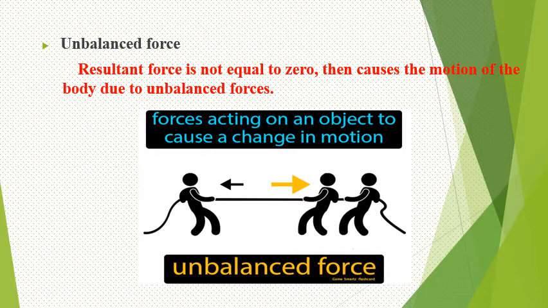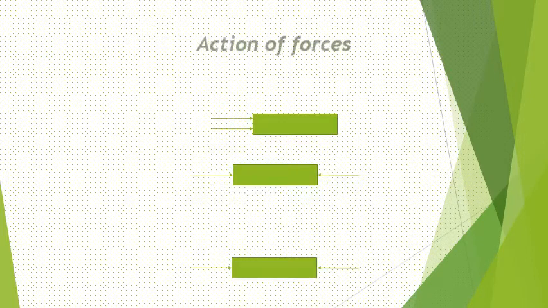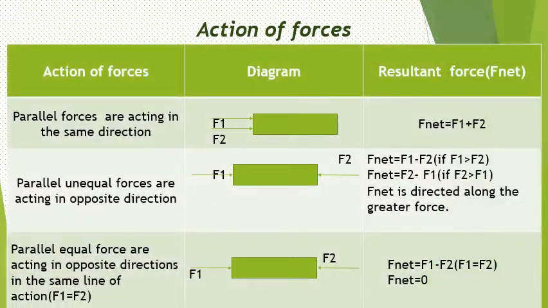So these are the two types of resultant force. Let me see the action of forces. What we have discussed in the action of forces is, when we give more than one force, what is the resultant force? First, in the tabular column, we discuss the first column, action of forces; next, the diagram representation; third, the resultant force of that action of forces.